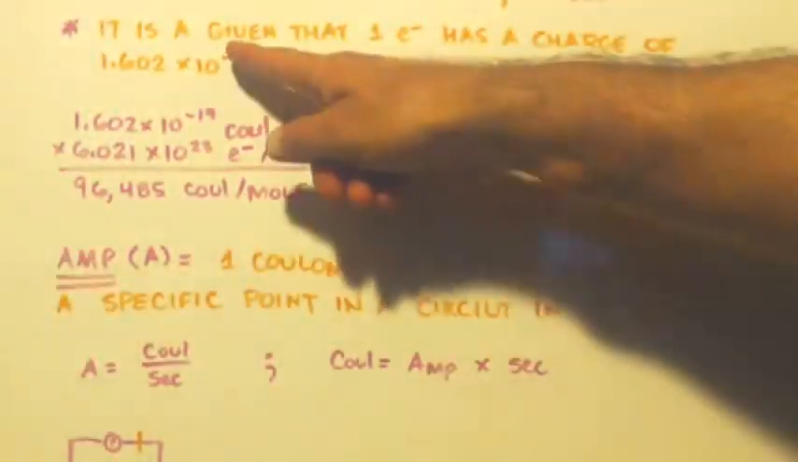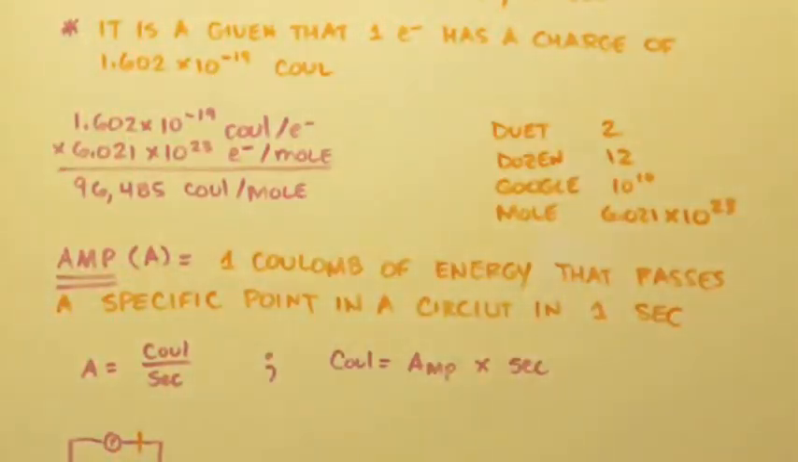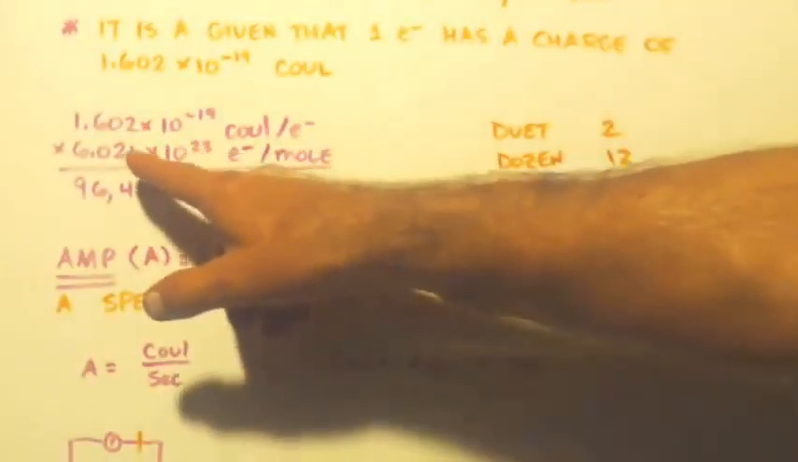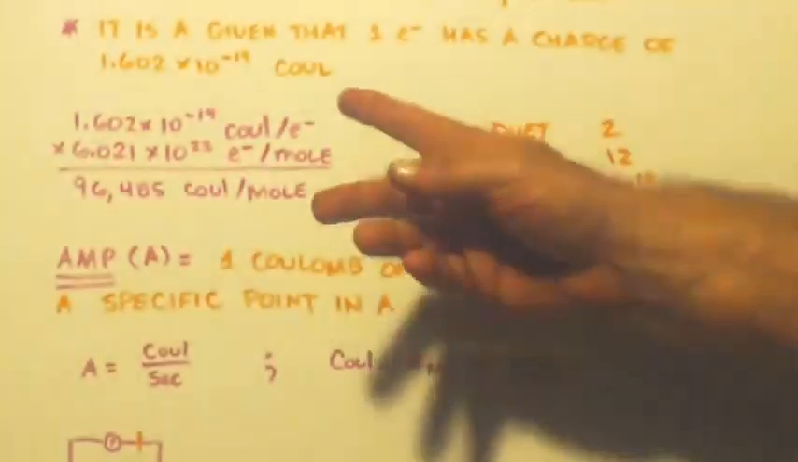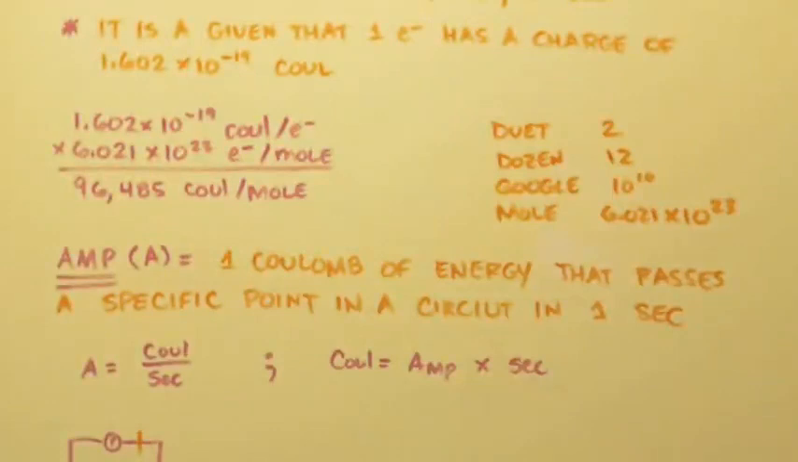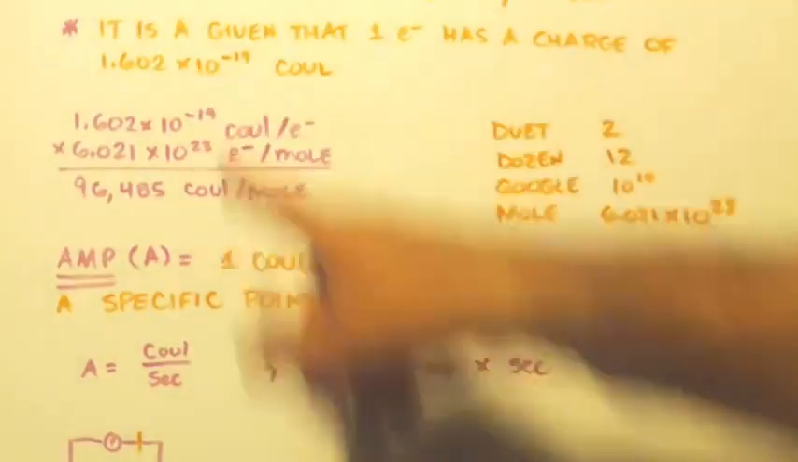So if this is your charge right here on one electron, what's the charge on a mole full of electrons? I would just multiply this charge times a mole. Just like if I said there's this much charge on one electron, and I said there's a duet of electrons, you'd be like, what's a duet? I'd say 2. You'd say, oh, well, I times that by 2.